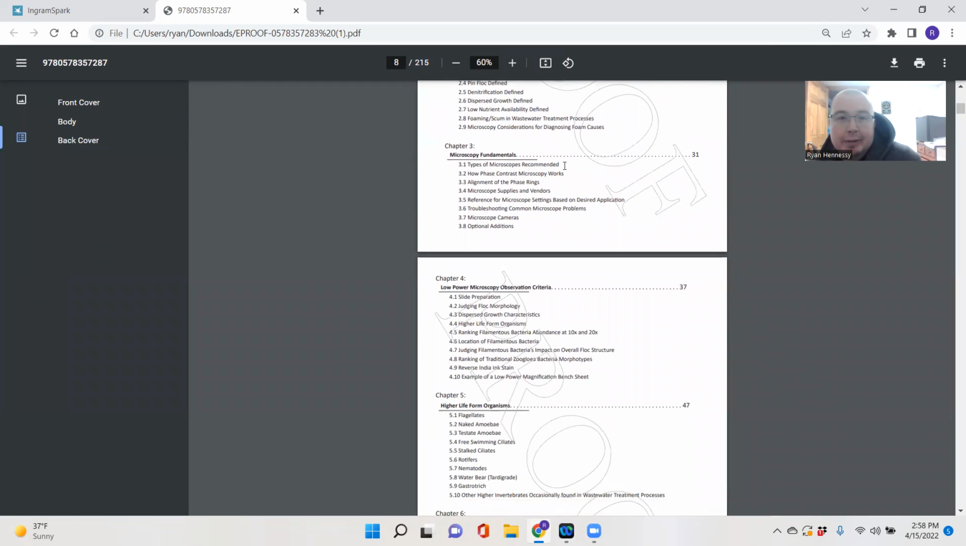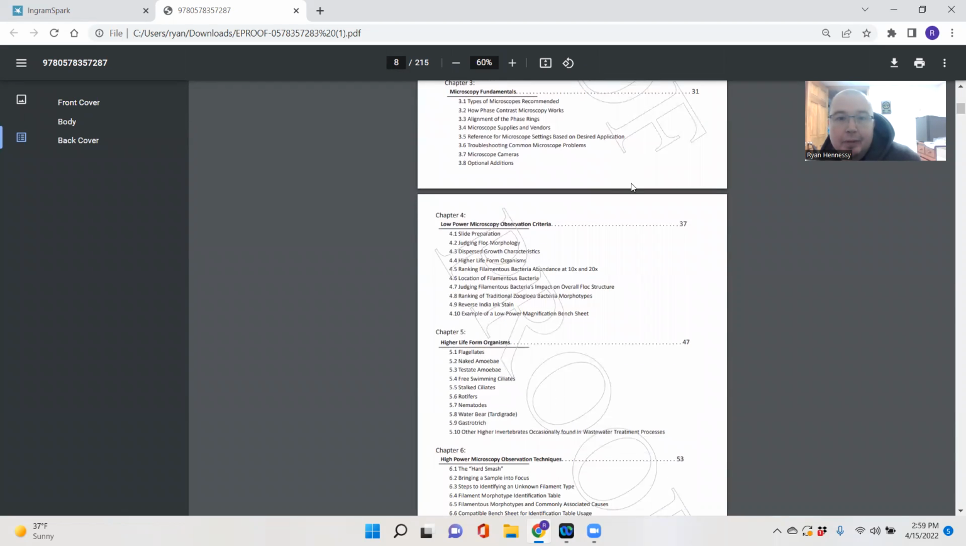Chapter 3 is microscopy fundamentals. In addition to chapter 3, we're also going to look at putting some content on the channel in terms of how to press the slide properly and how to align the phase rings, things along those lines. So chapter 3 is more the mechanics of using a microscope.